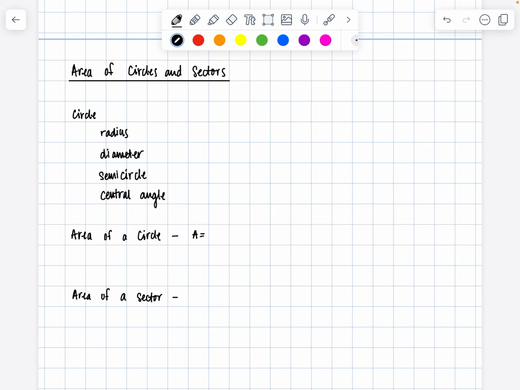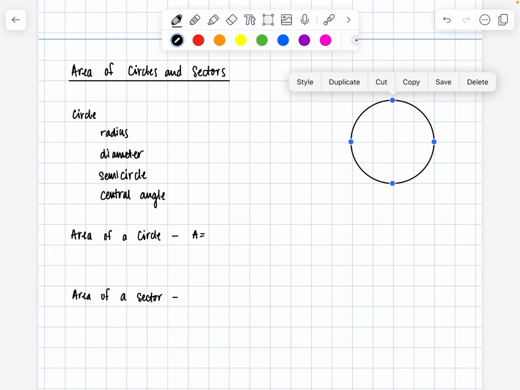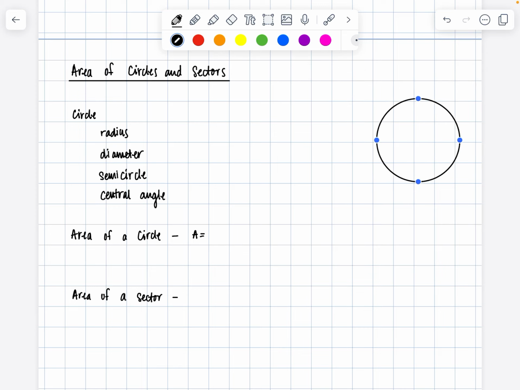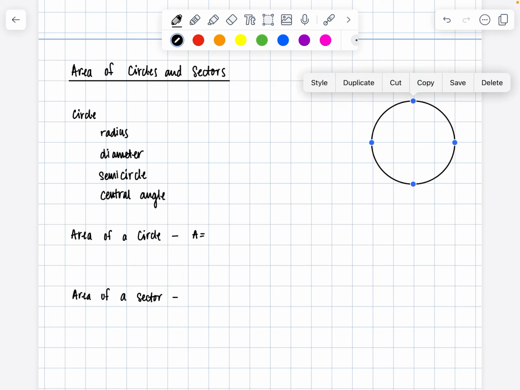So we are covering a new shape today, circles. You might have already covered this in maybe elementary geometry, which is perfectly fine. We're working with circles and let's properly define what a circle is. I'm drawing a circle off to the right just so we could have an illustration of it. All right, so areas of circles and sectors.